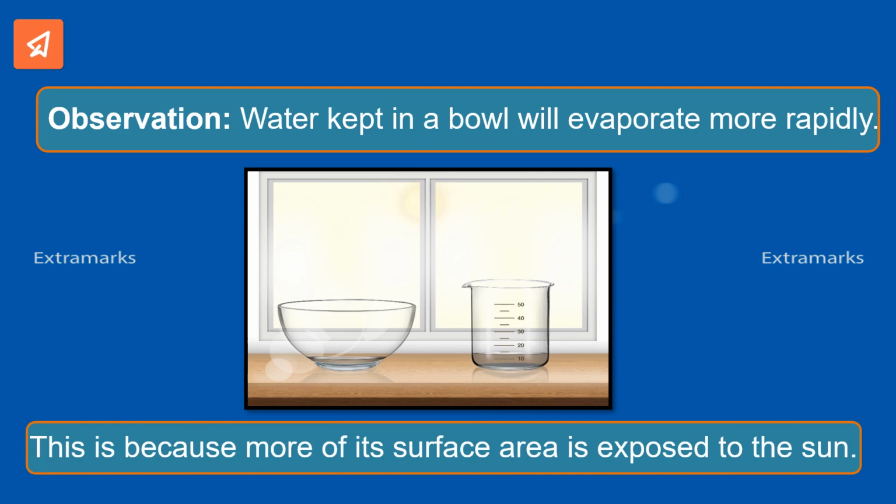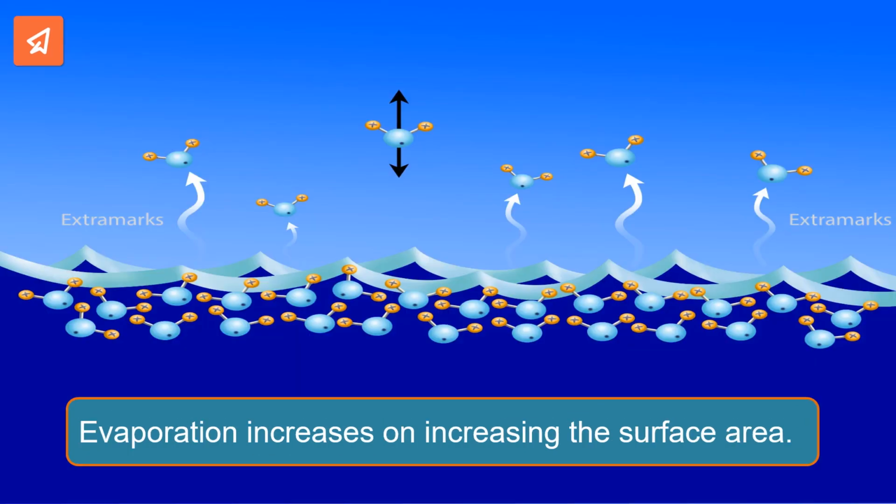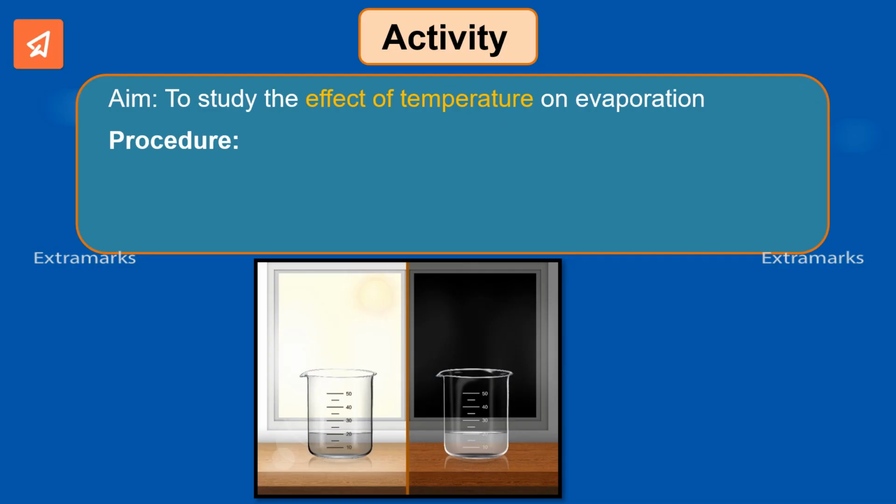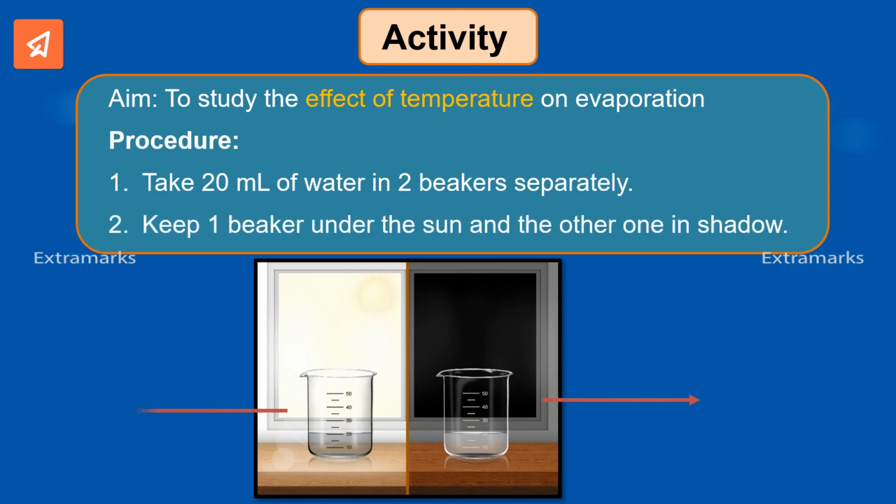This is because more of its surface area is exposed to the sun. Hence, it is clear that with the increase in surface area, the rate of evaporation increases. Now, take 20 milliliters of water in 2 beakers separately. Keep one beaker under the sun and the other one in a comparatively darker place.